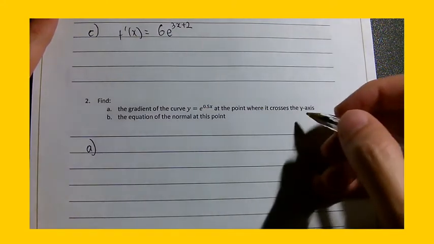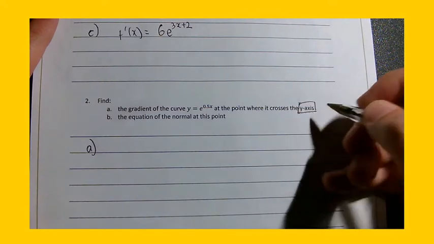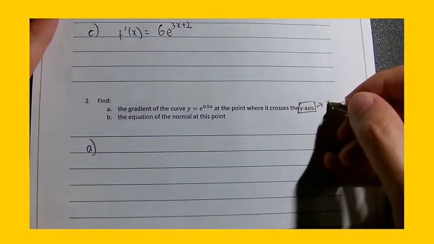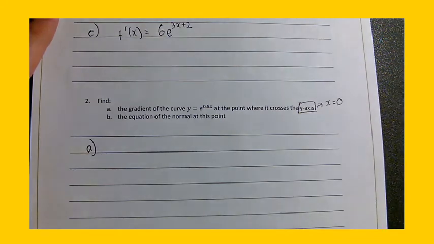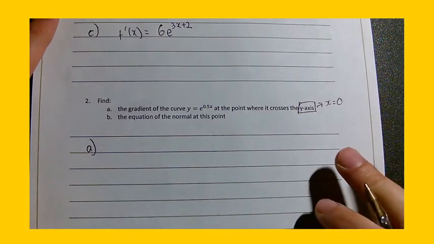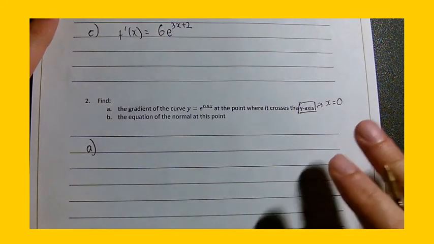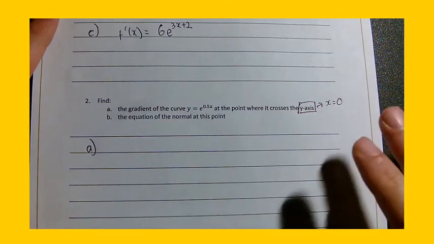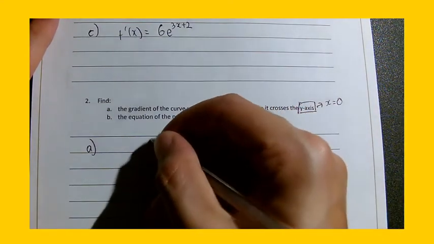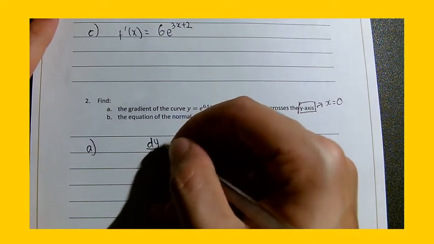To find the gradient where it crosses the y-axis, whenever a curve crosses the y-axis, you have to remember x is equal to 0. Okay, so when it crosses the y-axis, x is equal to 0. So we need to find the gradient. We need to find the value of dy dx. For that to happen, we need to differentiate first of all.